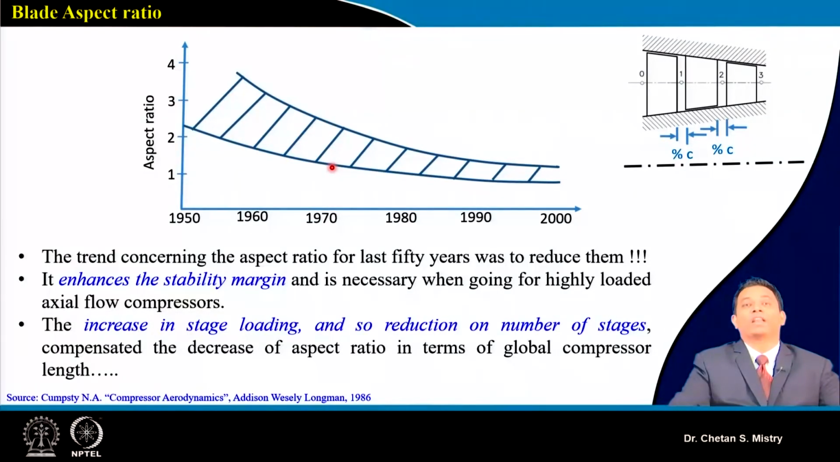Because we are looking for enhancement of stability, we are looking for more and more highly loaded compressors, because we are looking to reduce the number of stages. We are looking for compactness and lightweight. So the increase of stage loading, and therefore the reduction in the number of stages, will be compensated by a decrease of aspect ratio. And in a global sense, that is reducing the length of our compressor stages.